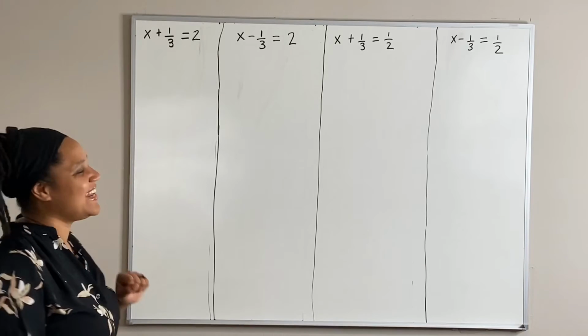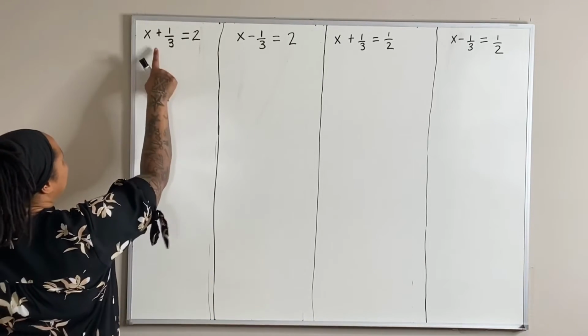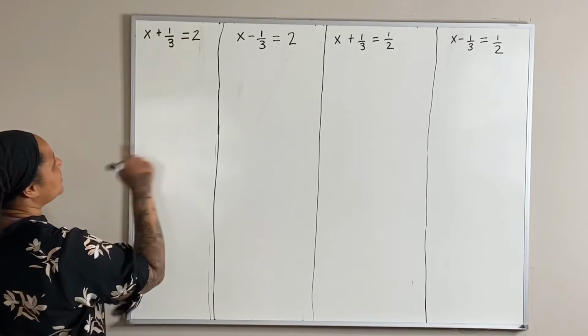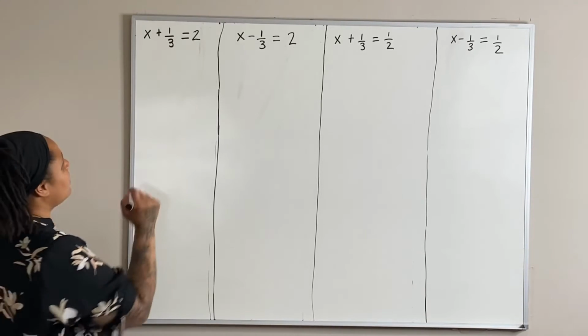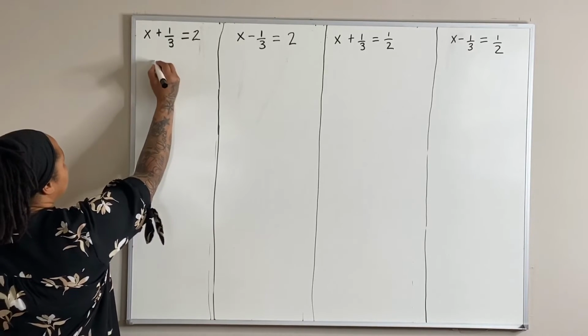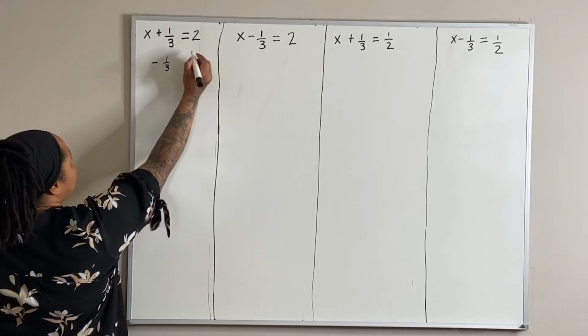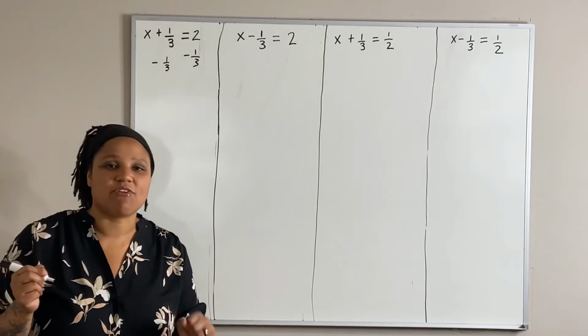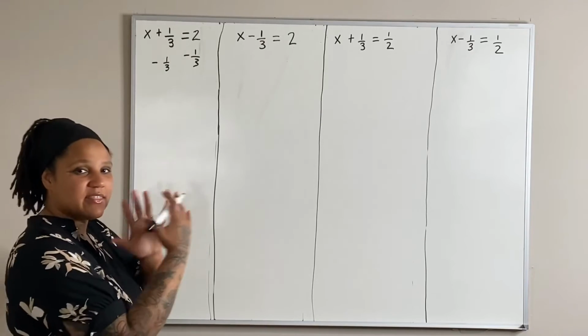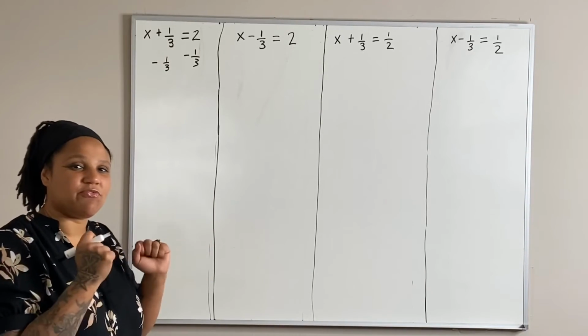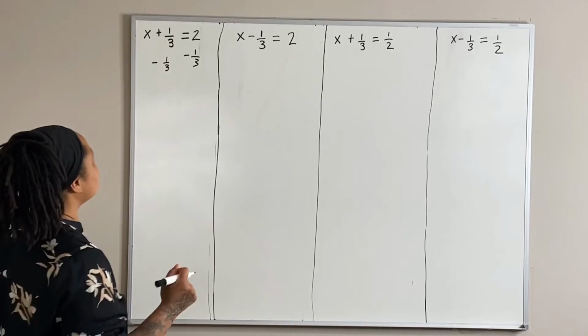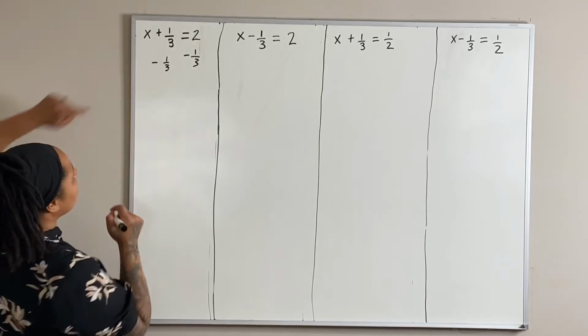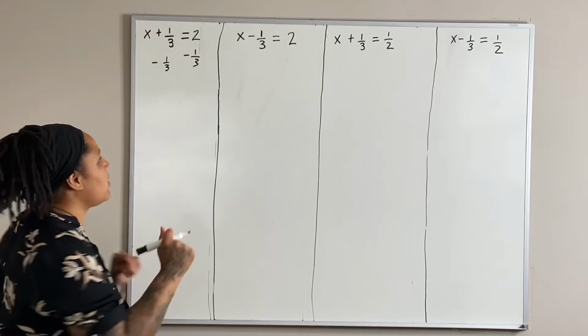I think you already have the hang of it by now. So we have an addition sign. That means we're going to subtract both sides by 1/3. So I am going to say minus 1/3 here, and I'm going to say minus 1/3 here. But be very careful with fractions. I like to write them side by side when you're dealing with fractions because it's very easy to make a mistake. So we know that 1/3 minus 1/3 is 0, so we're okay with that.